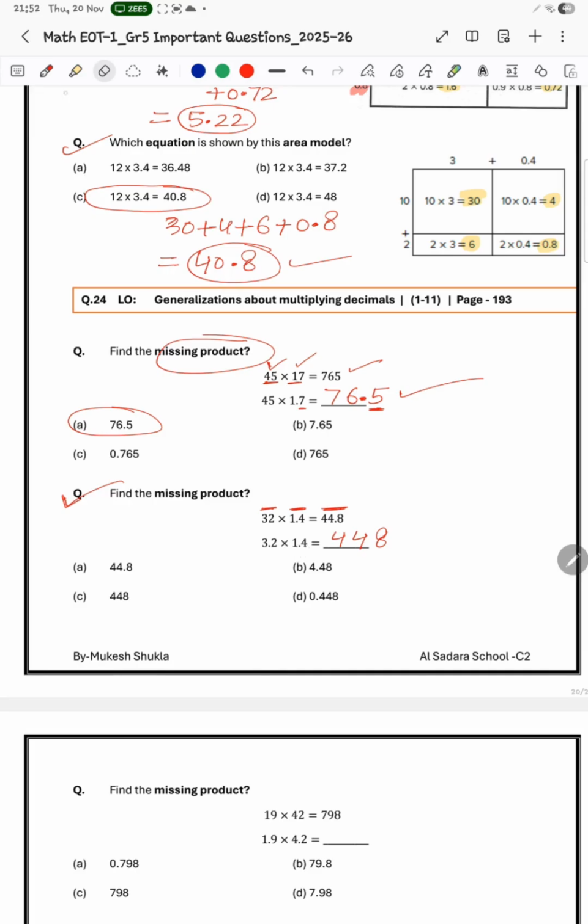So here in the factors, on the right of the dot we have one place here, and on the right of the dot we have one place here. So in total we have two places in the factors. So in the product also we will put the dot after two places. So my answer will be 4.48. So option B will be the correct one. Okay.